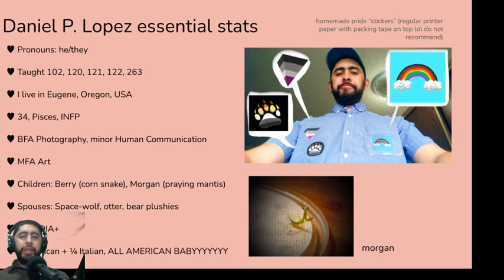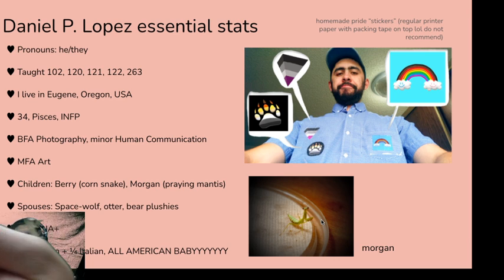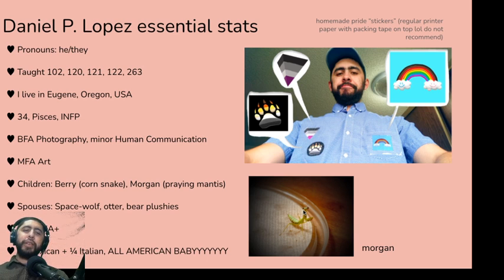I have 2 kids, Barry, my corn snake, who you'll see in the next slide, and Morgan, my praying mantis, who I talked about, and who is right here. What a beautiful woman. I have a couple of spouses, or 3 spouses listed here. I have many. Long story, but I am on the LGBTQIA spectrum.